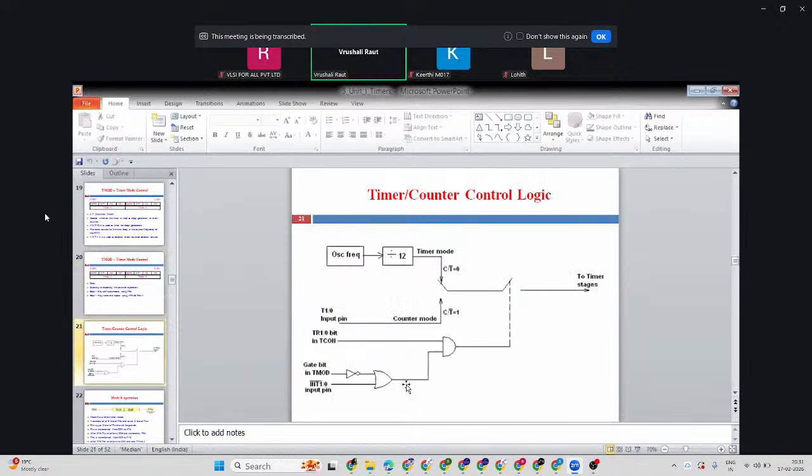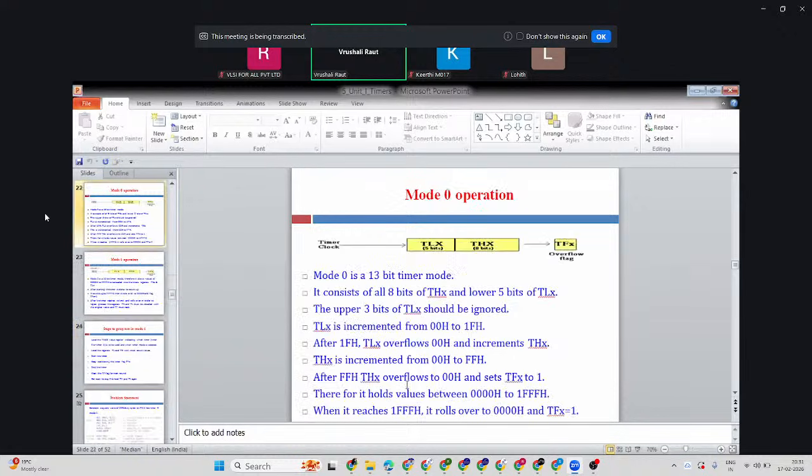Okay, this is the diagram of the timer/counter control logic. I'll not go into detail with it. It is not required. Now we will check the operation, because timer programming is the important part. Give me 1 minute. I'm taking a break of 1 minute and coming back. In case you have any difficulty, you can write in.